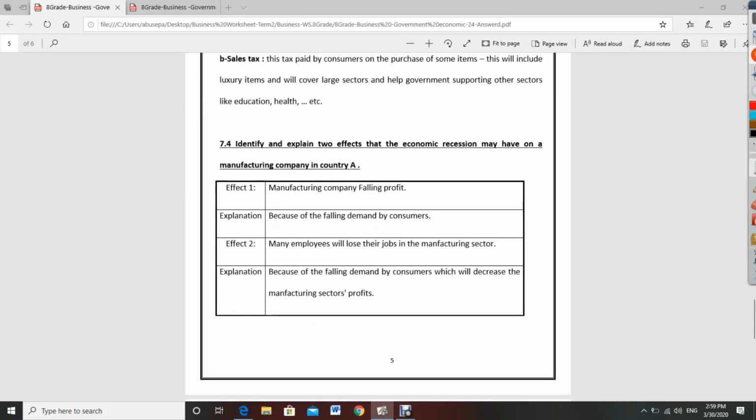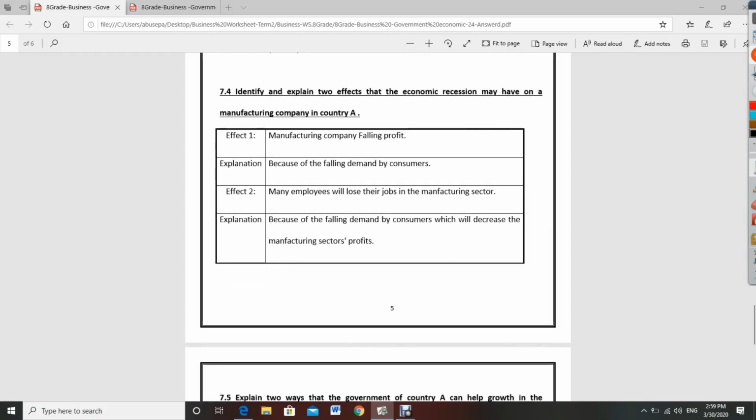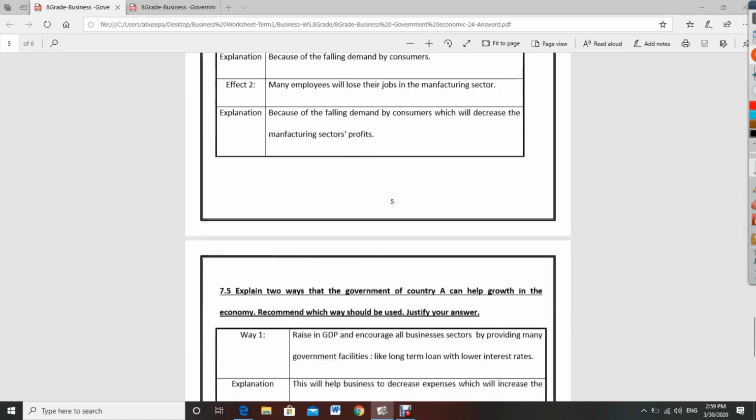Question 7.4, identify and explain two effects that the economic recession may have on the manufacturing company in country A. Effect 1, I think manufacturing companies see falling profits. Why? The explanation, because of the falling demand of consumers. Effect 2, many employees will lose their jobs in the manufacturing sectors. Why? The explanation, because of the falling demand by consumers, which will decrease the manufacturing sector's profit.